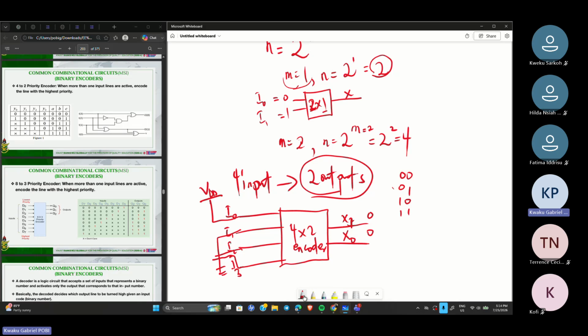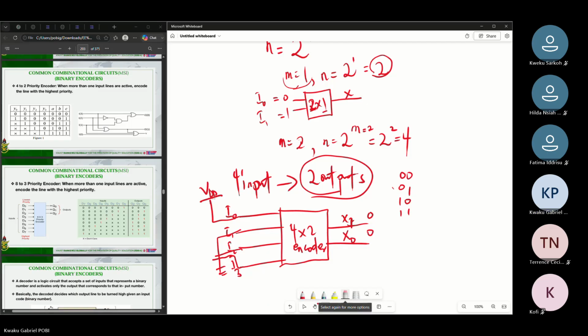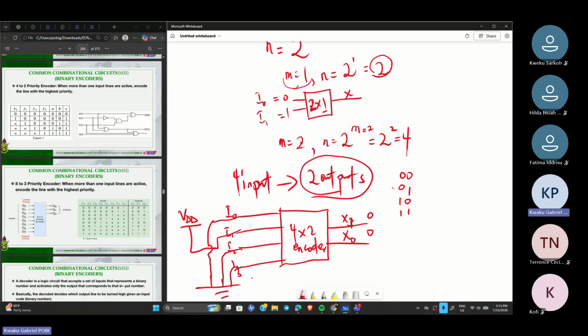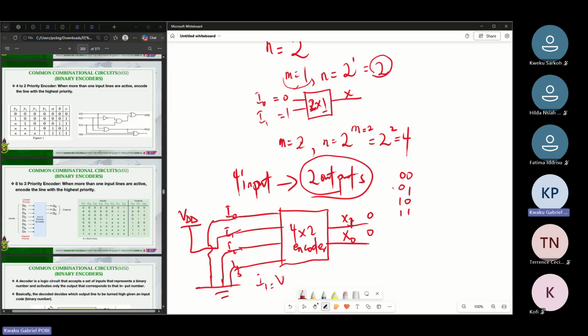And then another possibility is when I ground I0, I2, and then I3, and then I activate just I1. So here, VDD is here, and then I activate like this. So here you could see that I1 has been connected to VDD.